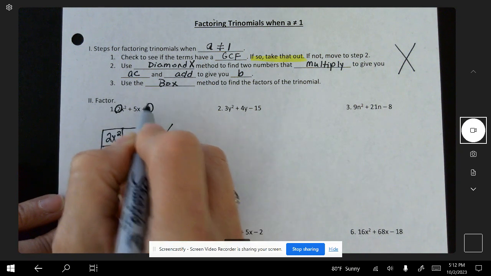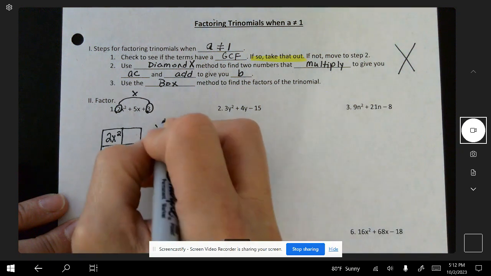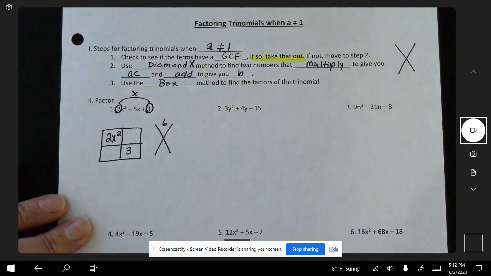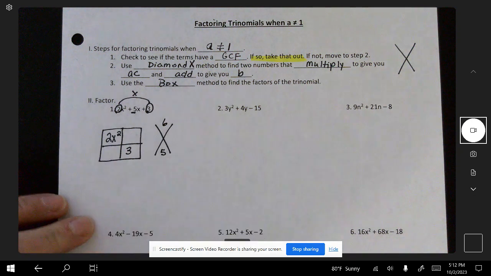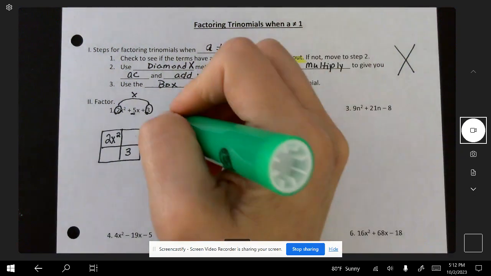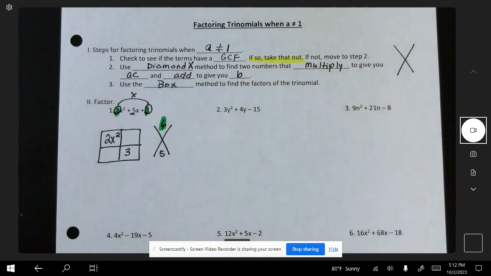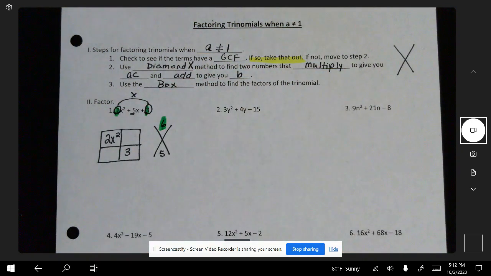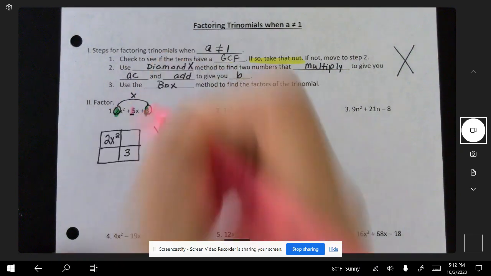Now, this time when you go to do your x, it's this number, which is 2, times this number, which is 3. You're going to multiply those two numbers. 2 times 3 is 6. And then it's still that you need to add to get that middle number, 5. Okay? So if you need to, last time I think I highlighted this with a green. So 2 times 3, that gives you the 6. And then you want to add to get that 5 that's in the middle.